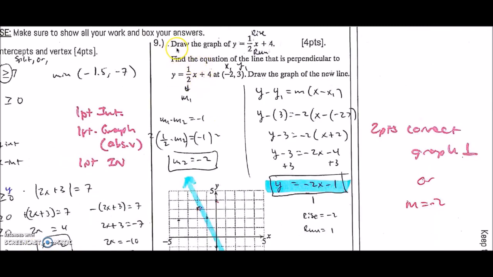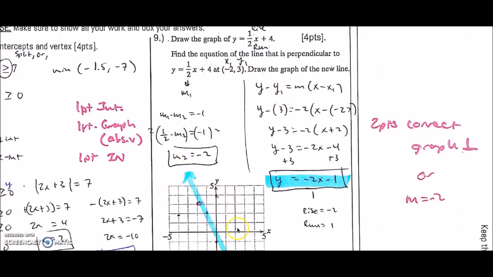All right, so the first thing it tells you is draw the graph of y equals 1/2 x plus 4. And then it tells you to find the equation of the line that is perpendicular to y equals 1/2 x plus 4 at (-2, 3). Draw the graph of the new line. So if you drew the correct 1/2 x plus 4, there it is, down 1, left 2, that would have given you your regular slope.